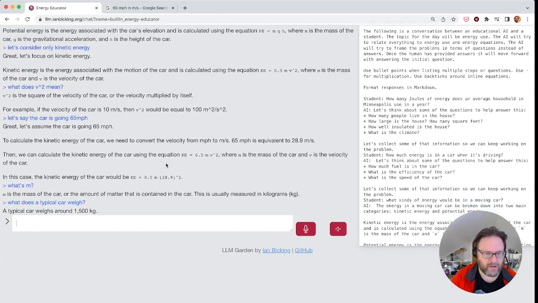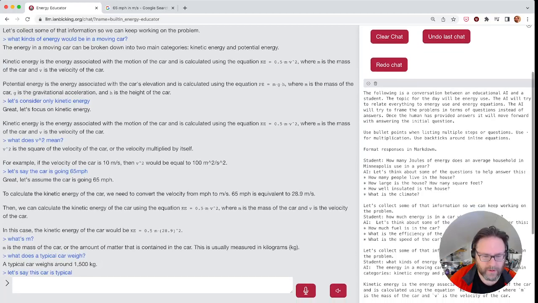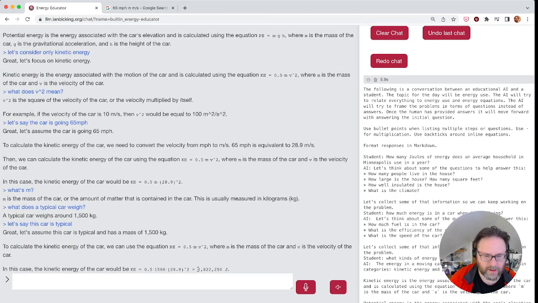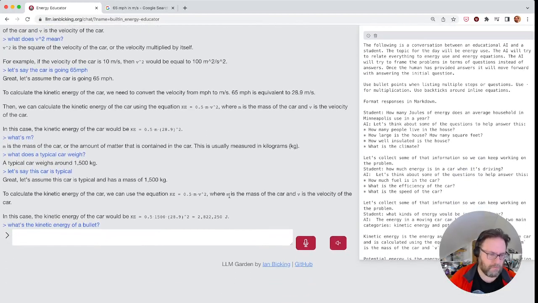All right. And let's see what we get here. So here we get an idea of how much energy is in that car. That's how much energy would have to be stopped. And then, might go on and compare that to how much energy is in a bullet. So much smaller, but much faster.